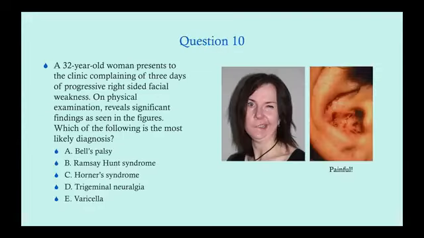We have a 32-year-old woman presenting to the clinic complaining of 3 days of progressive right-sided facial weakness. On physical exam, it reveals significant findings as seen in the figures here. Which of the following is the most likely diagnosis? A. Bell's palsy, B. Ramsay-Hunt syndrome, C. Horner syndrome, D. Trigeminal neuralgia, or E. Varicella, also known as chickenpox.